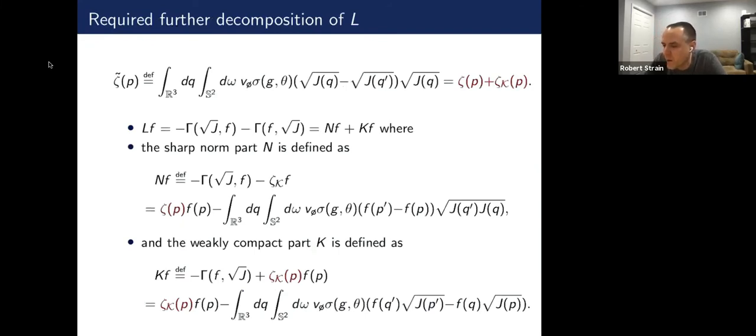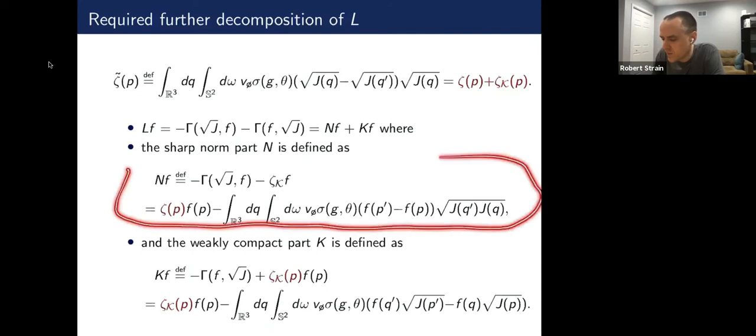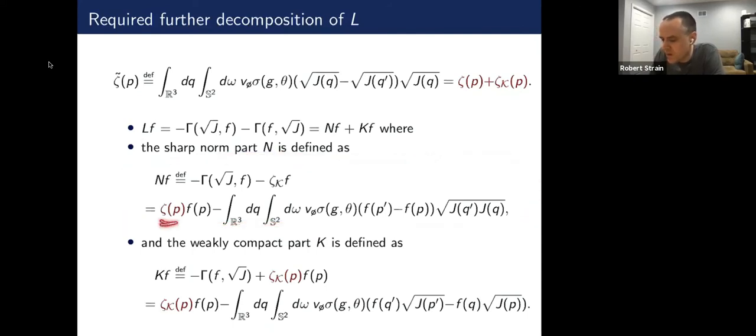So we have zeta tilde, which is this quantity that comes out of the linearized collision operator. And I can decompose zeta tilde as zeta plus zeta kappa. And then I can decompose the linearized collision operator as a norm part N of f plus a weakly compact part K of f. And the norm part is defined like this. It's zeta of p times f of p times this norm piece. And then the weakly compact part is defined like this.